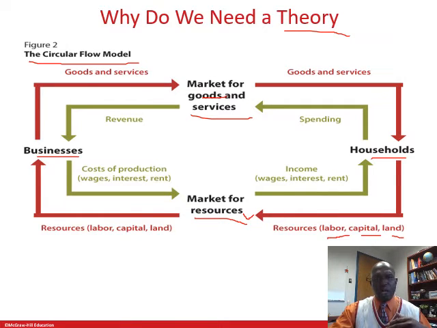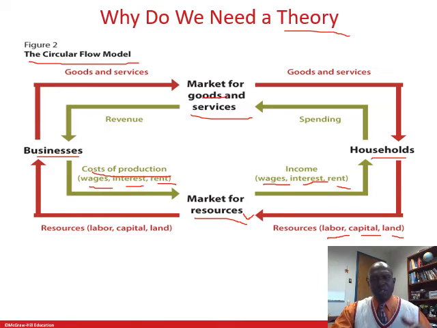These purchases constitute the cost of production for these businesses. So they pay wages, interest, and rent to households. The households receive wages for labor, interest for capital, and rent for land.